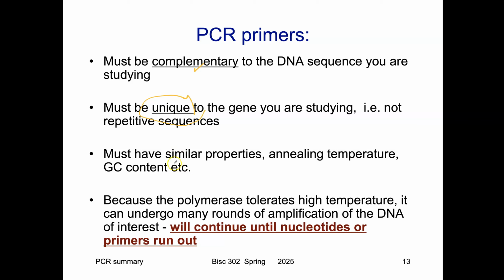Okay. They need to have similar properties. They need to have the same annealing temperature within a couple of degrees, which usually means around the same GC content and so on.